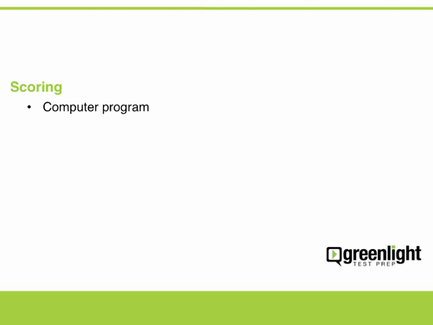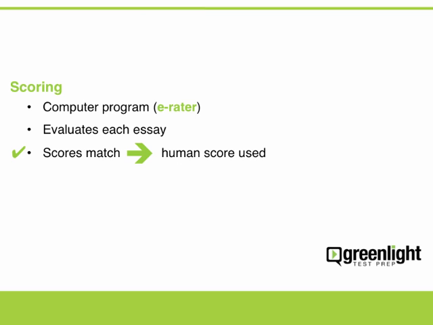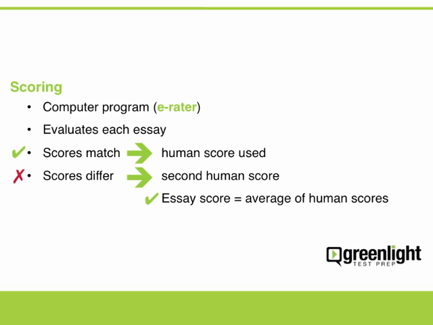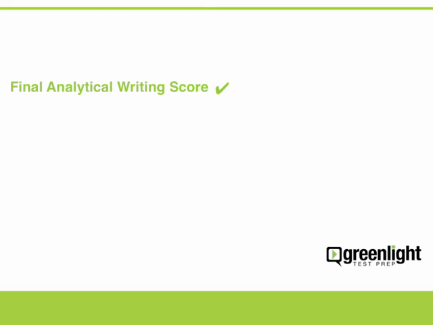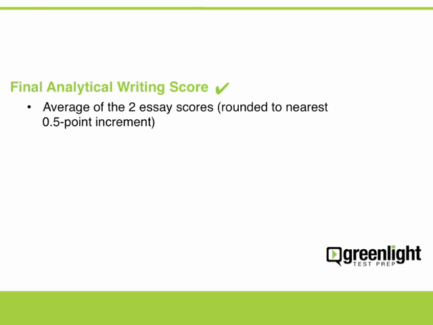The computer program that also scores your essays is called the E-rater. This computer program evaluates each essay, and if its score for an essay agrees with the human score, the human score is used for that essay. If the scores disagree by a certain amount, a second human grades the essay, and the final score for that essay is the average of the 2 human scores. Once we have final scores for the 2 essays, the final score for the analytic writing section is the average of the 2 essay scores, rounded to the nearest half-point increment.